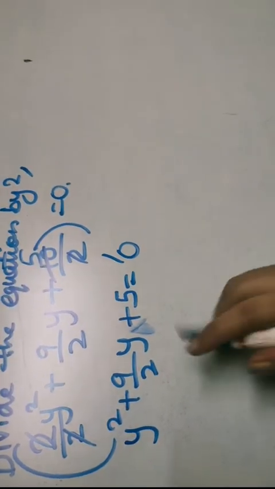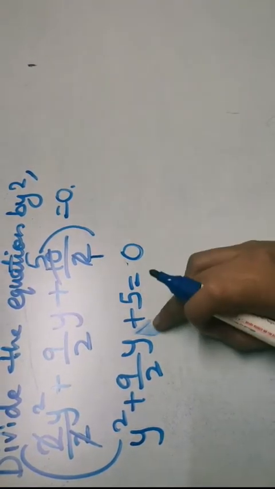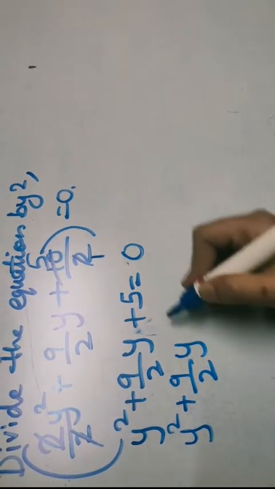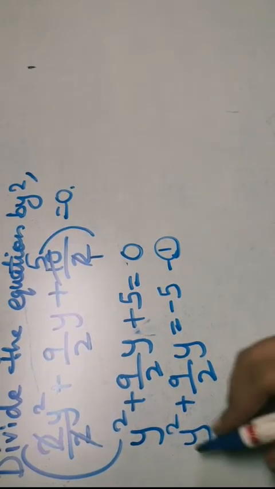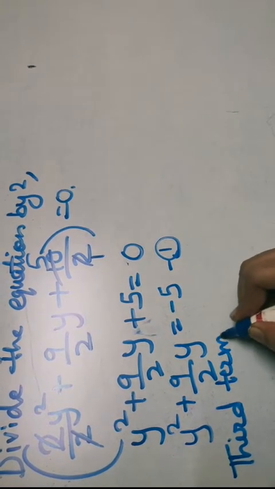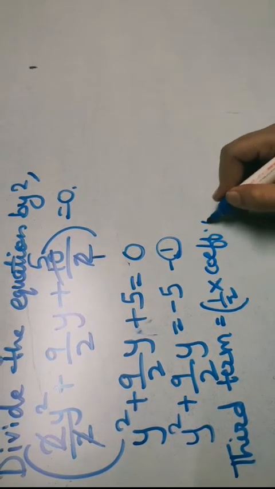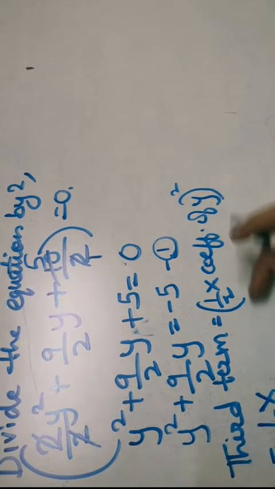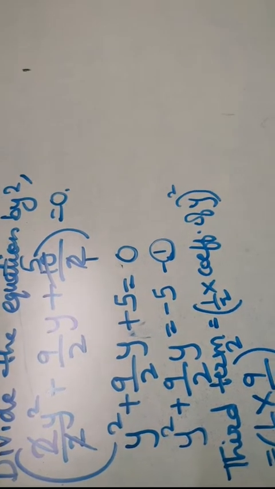Let's frame this equation. All the numbers on one side and variables on one side. This will become minus 5. So this forms your equation number 1. Next step. Apply the formula. Third term is equal to half into coefficient of y the whole square. So this becomes half into coefficient of y, which is 9 by 2, the whole square.